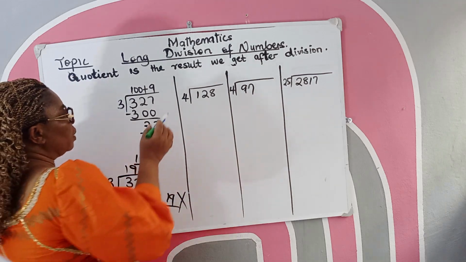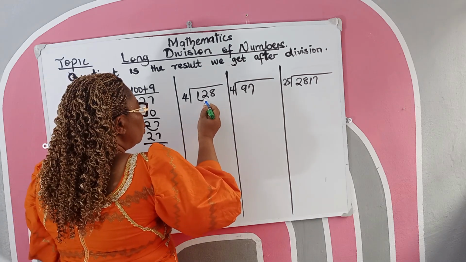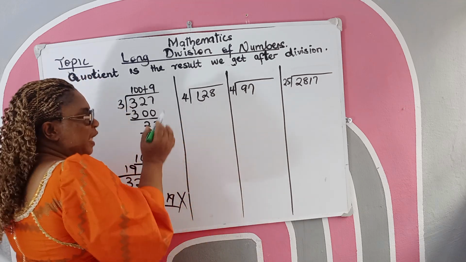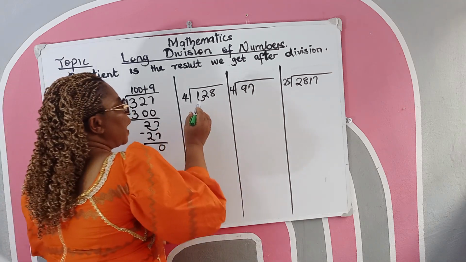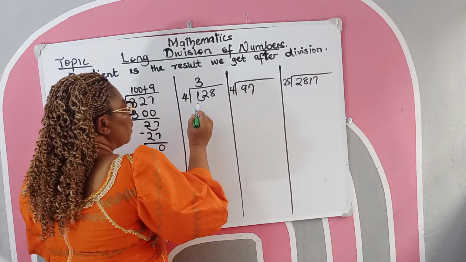Okay, look at this one. 4 divide 1, no, it's more. You're going to join these two. Don't join all of them at the same time. You say 4 divide 12. Take it step by step. 4 divide 12 will give us 3. 4 times 3 will give us what?